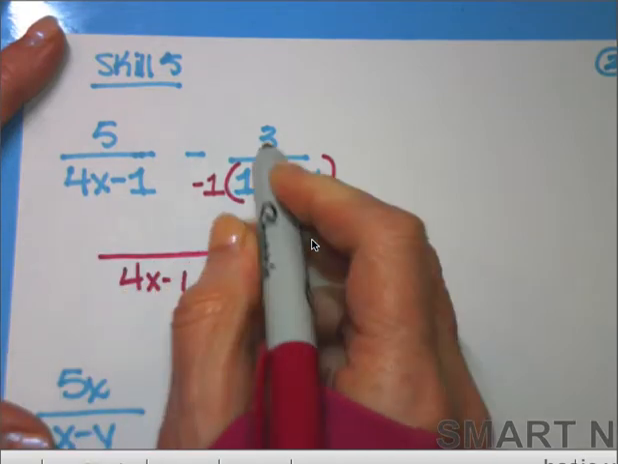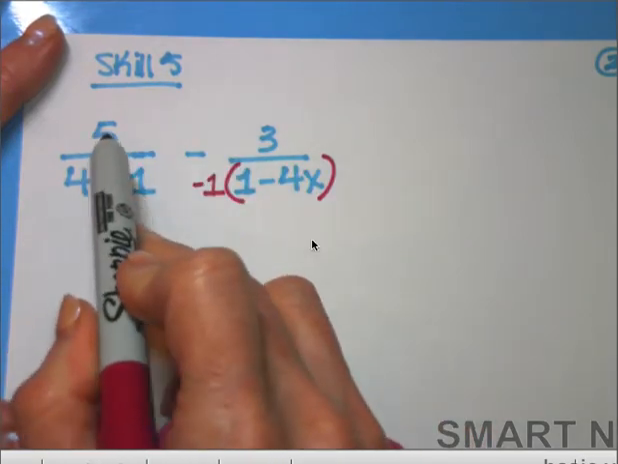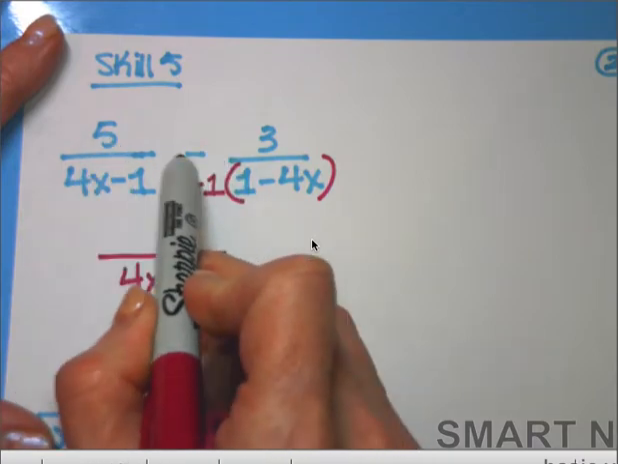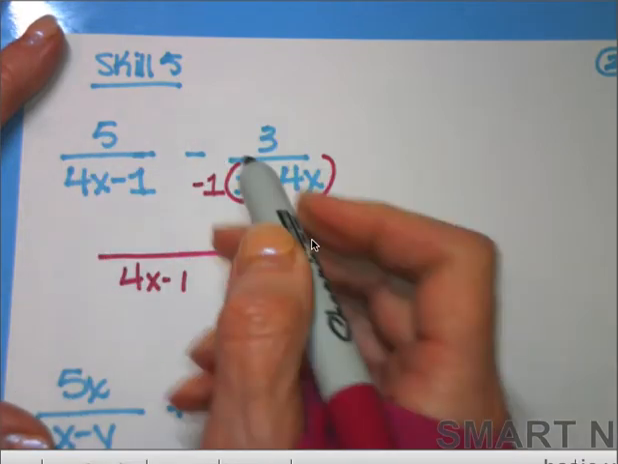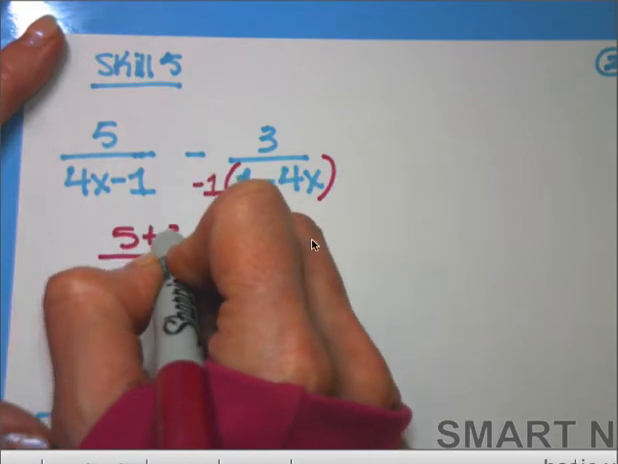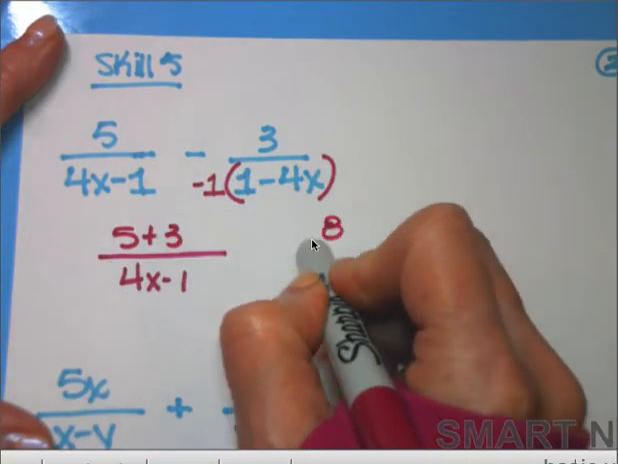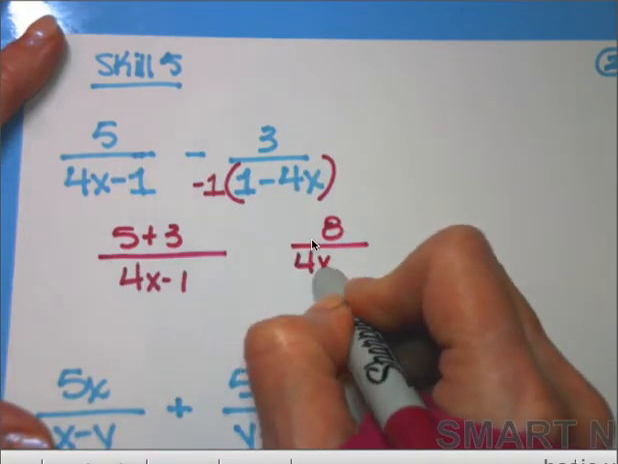My numerator is now, instead of thinking of my numerator as 5 minus 3, my numerator is now going to be 5 plus 3. And my simplified expression is 8 over 4x minus 1.